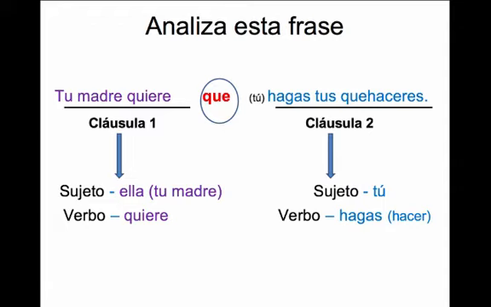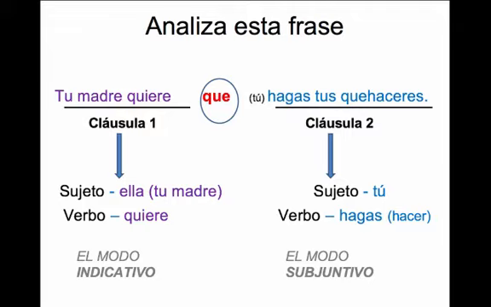So what we're seeing in cláusula uno is called the indicative mood, el modo indicativo. And that is the mood, the way that we've spoken in Spanish up until now. This is things that happened, will happen. But the second is el modo subjuntivo, and that's what we're focusing on right now. This is a different mood.